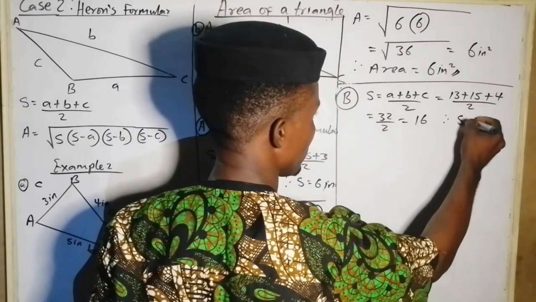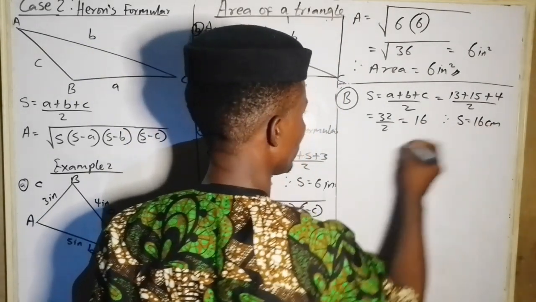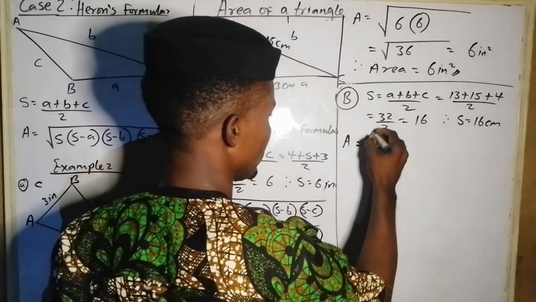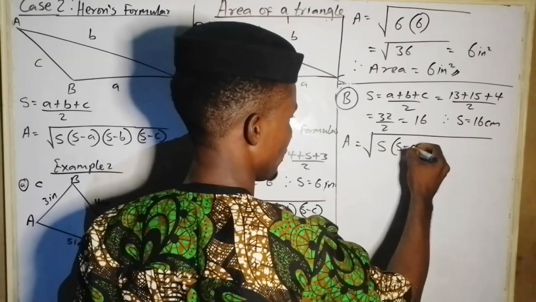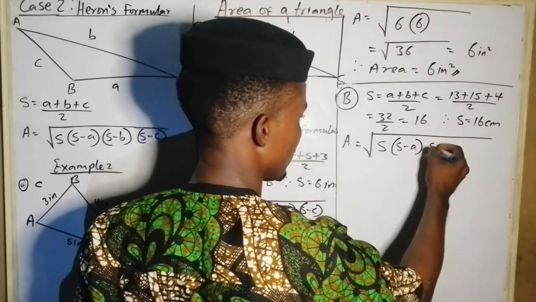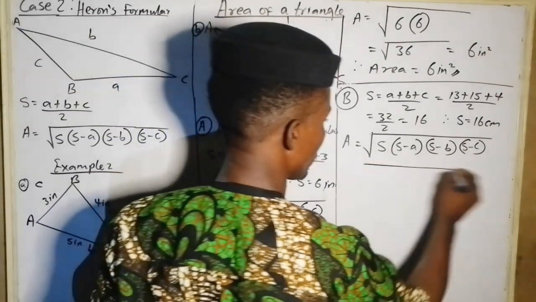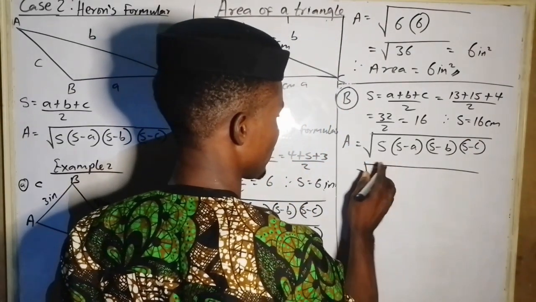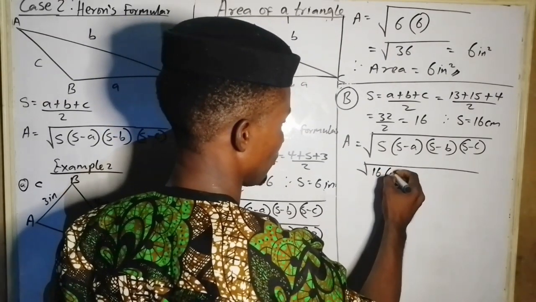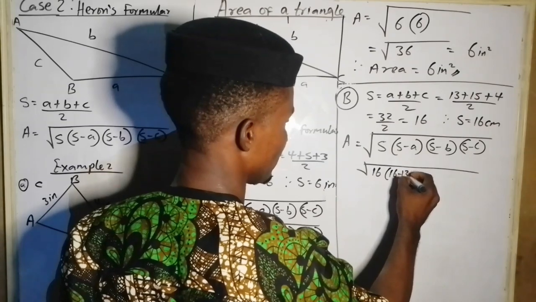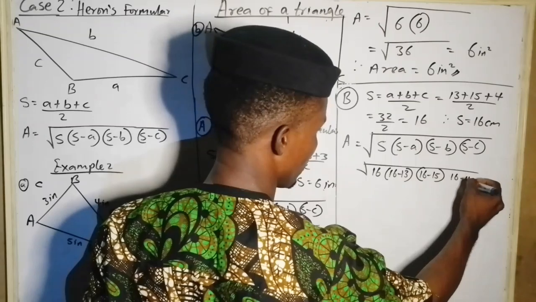So therefore, the semi-perimeter equals 16 centimeter. So let's find the area now. The area is going to be the square root of your semi-perimeter, semi-perimeter minus A, semi-perimeter minus B, semi-perimeter minus C. So let's substitute the values. This is 16 in open bracket 16 minus 13, close bracket, 16 minus 15, close bracket, 16 minus 4.